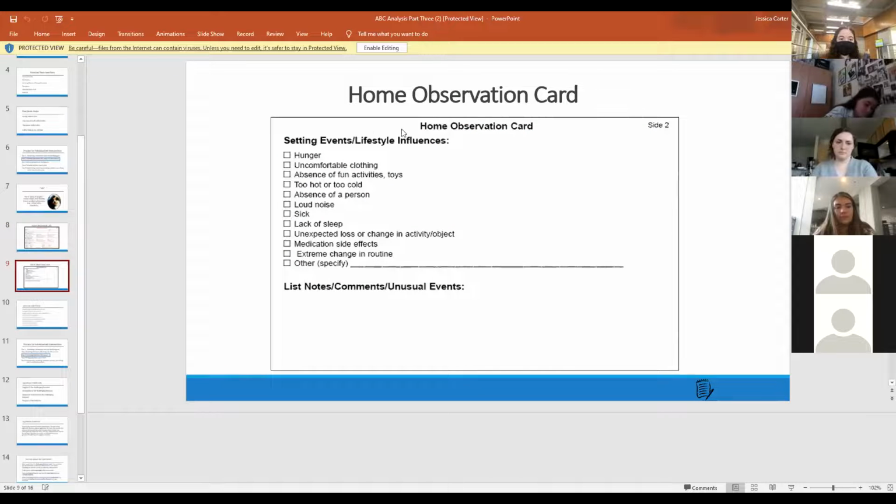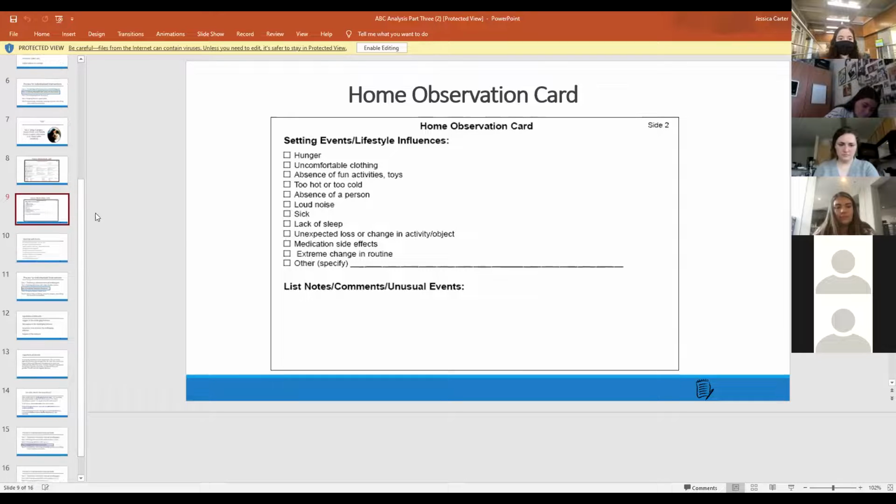Another example, I'm sorry, this is the back side of the card that's asking for possible influences. And so this is trying to put a finger on what might be causing the challenging behavior. Could the child be uncomfortable in some sort of way? Are they tired? Are they hungry? All of those things can be a contributing factor. And of course, we can take that information and know how we might intervene in terms of helping the child manage that.